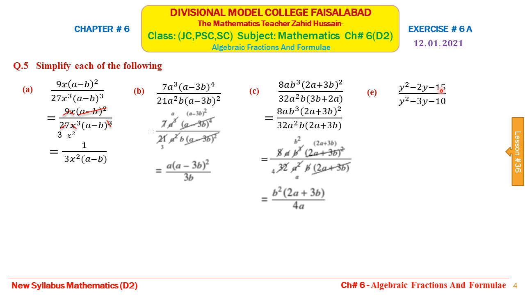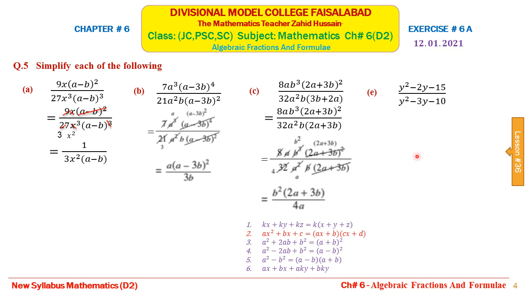Y square minus 2y minus 15 in the numerator and y square minus 3y minus 10 in the denominator. Both the expressions are quadratic expressions of type 2. So we will factorize this by multiplying the coefficient of y square with minus 15. We will get minus 15. Now we will find two factors of minus 15 so that when they are added we get minus 2. So it will be minus 5 and plus 3.